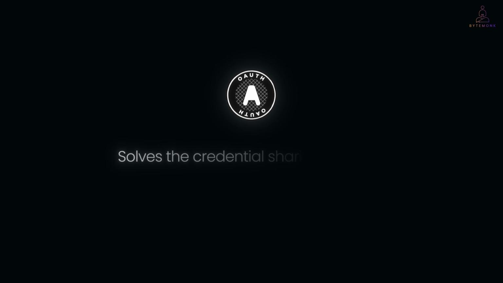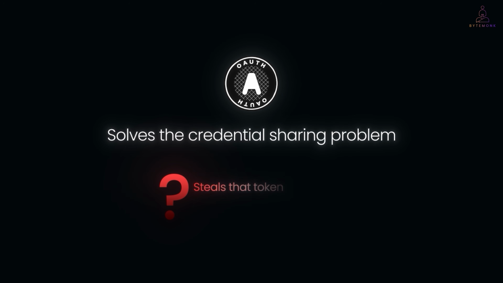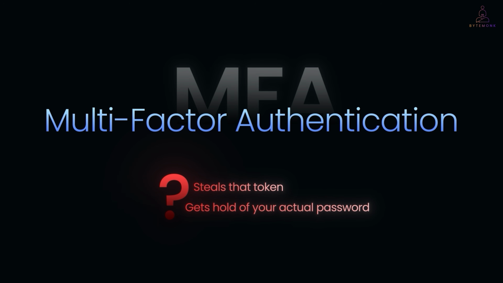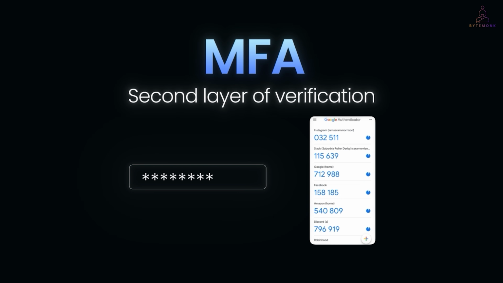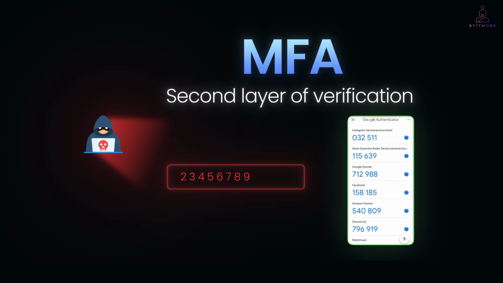Alright, so OAuth solves the credential sharing problem. But here's the thing. What if someone steals that token? Or what if someone gets hold of your actual password? And that's where multi-factor authentication comes in. MFA adds a second layer of verification. Something you know, your password, and something you have, like your phone with an Authenticator app. Even if an attacker gets your password, they can't get in without that second factor.